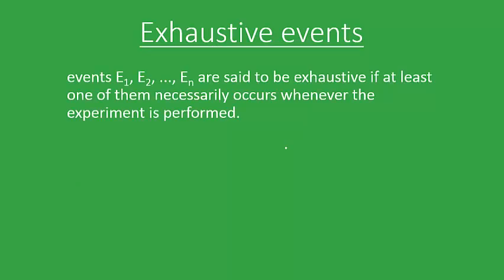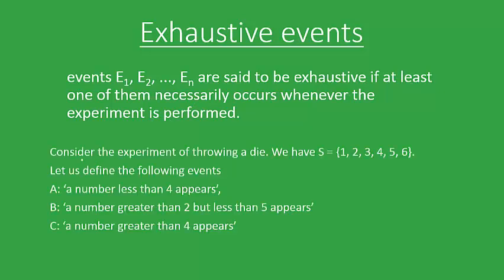The next important concept is that of exhaustive events. Let's say we have events E1, E2, ..., En. They are said to be exhaustive if at least one of them necessarily occurs whenever the experiment is performed. For example, take the same experiment of throwing a die, with this sample space. Then we have three events: A, a number less than 4 appears; B, a number greater than 2 but less than 5 appears; and C, a number greater than 4 appears.